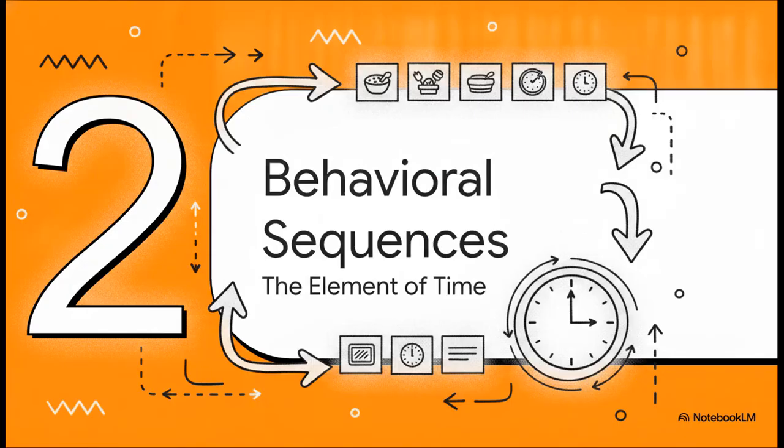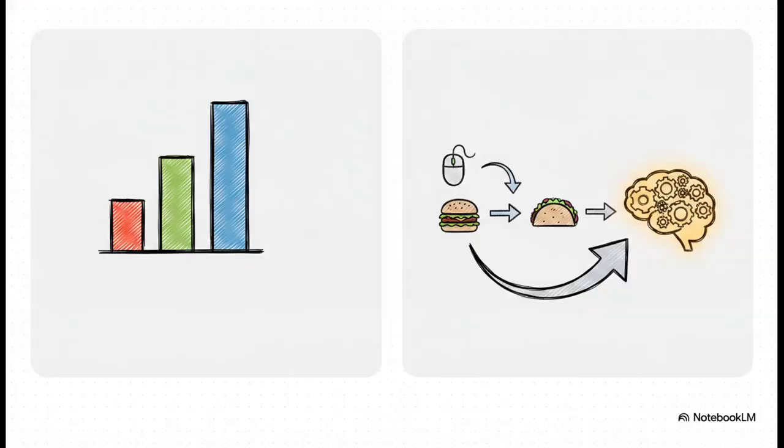To solve that missing chronological piece, we move to part 2, adding behavioral sequences to truly understand the element of time. To capture how your intent evolves over a session, the engineering team introduced this incredibly powerful hybrid model. Traditional architectures, those deep learning recommendation models or DLRMs, mostly just looked at your steady-state preferences. But this new hybrid architecture brings in a transformer-based sequence encoder.